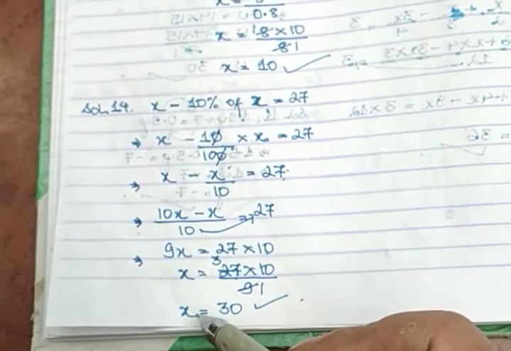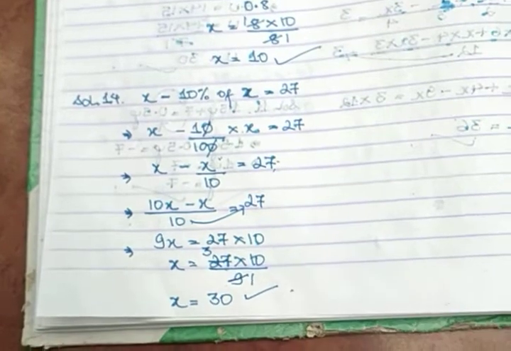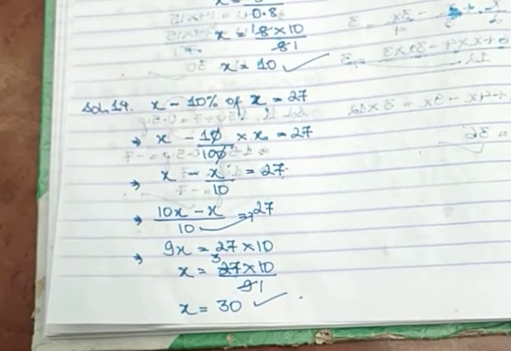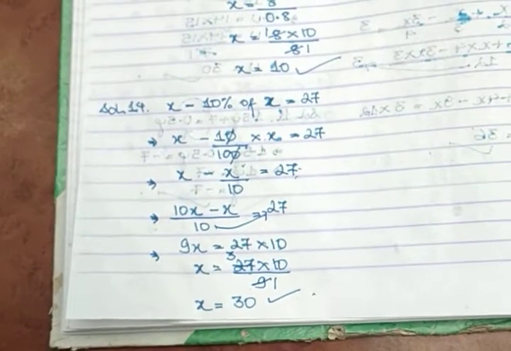We got the variable with coefficient 1 on one side and a constant term on the other side, and we are done here. So I hope you kids have understood today's lesson.